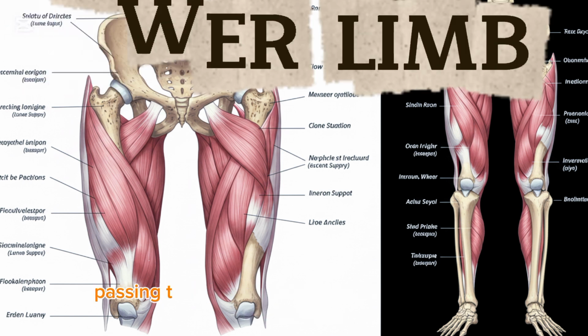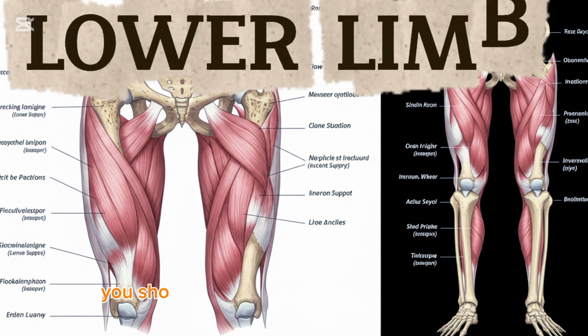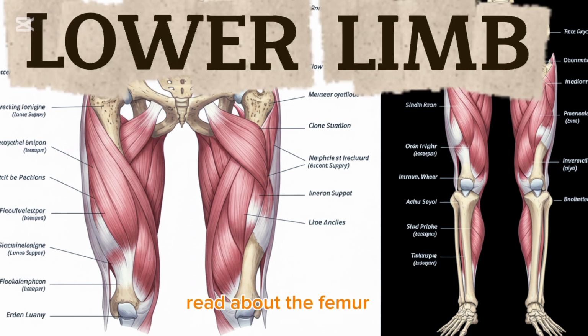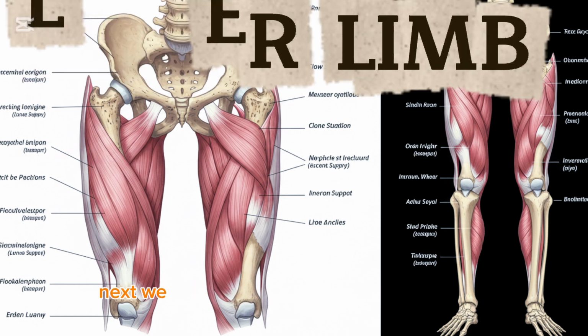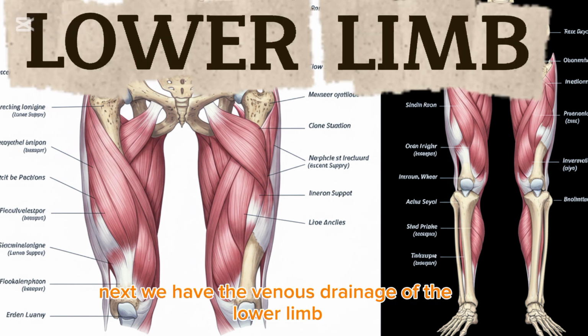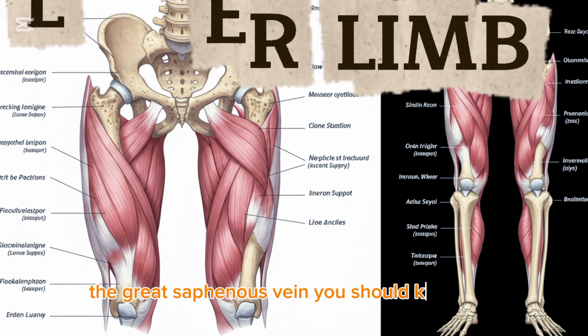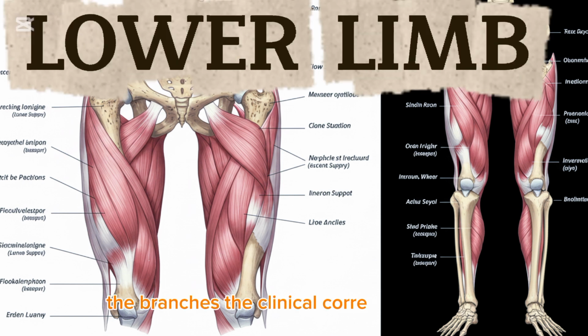Structures passing through the lesser and greater sciatic foramina. Very, very important. You should know it. You should also read about the femur. Read about the femur vastly. The foot bones and arches of the foot. Very important. Next, you have the venous drainage of the lower limb, which has the most important vein, the great saphenous vein. You should know the course, the origin, the distribution, the branches, and the clinical correlation too.